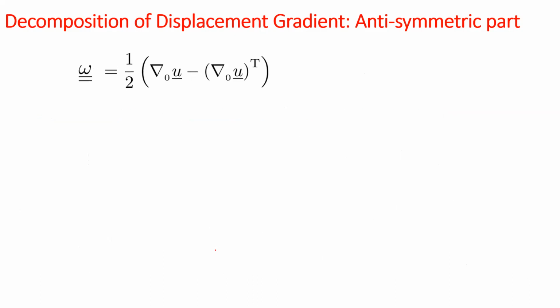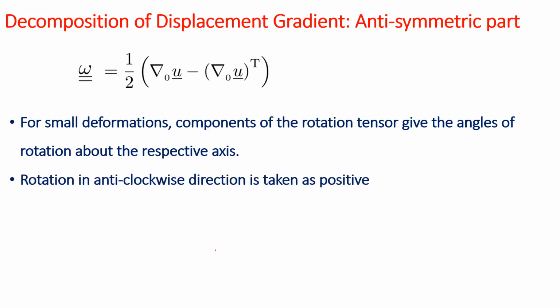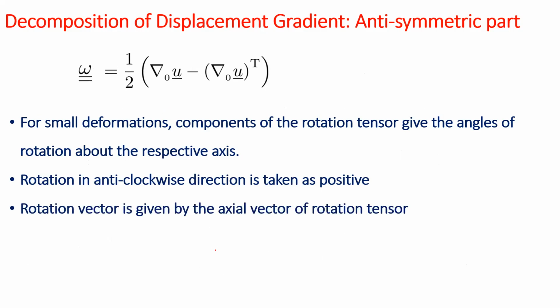Physically, what is it representing? This is the definition of the antisymmetric part. For small deformations, physically, what is it representing? This is what it is representing. This rotation tensor gives the angles of rotation about the respective axis. For example, this is just a notation. Rotation in anticlockwise is taken positive. And the rotation vector, how do we identify what is the rotation vector? Given a rotation tensor, how do we identify which points are being rotated about which axis?